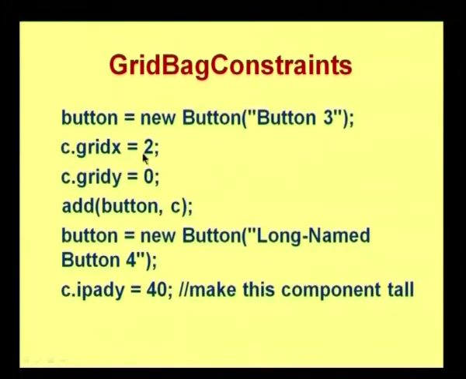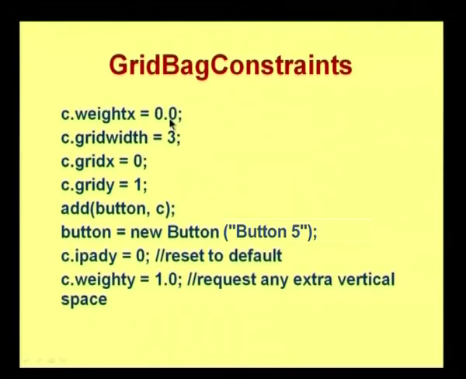Next is your button 3. Here my grid X value is 2 and grid Y is 0. Since my index starts with 0, I have 3 components, and in that I am adding the button. Next is another button. I have given iPad Y equal to 40. This is going to internally pad the particular element with 40 pixels of space. You can see here we have weight X 0 and grid width I have given as 3. It means that it occupies the 3 columns, and here we have grid X to be 0 and grid Y to be 1. It means that this is in the second row, and then I am adding this.